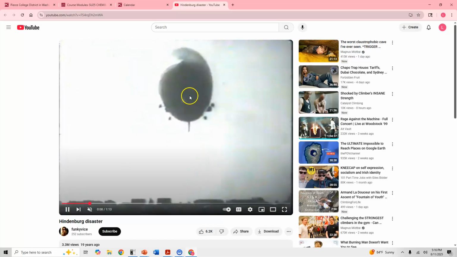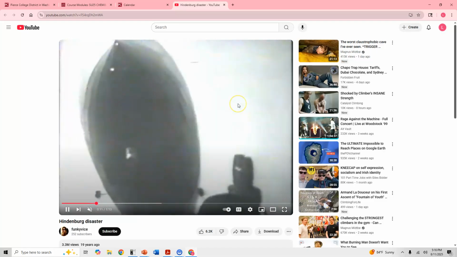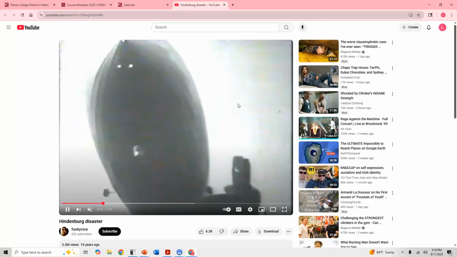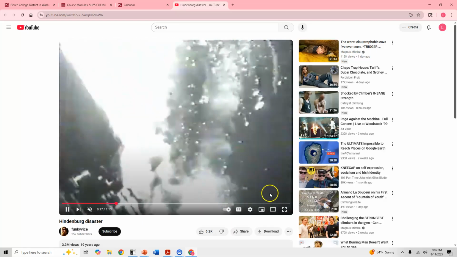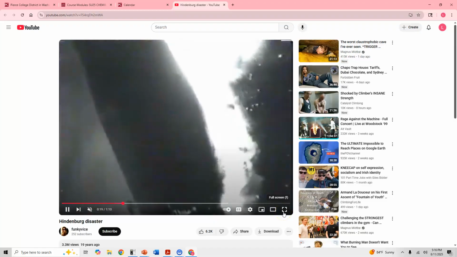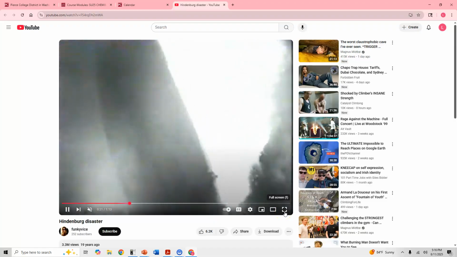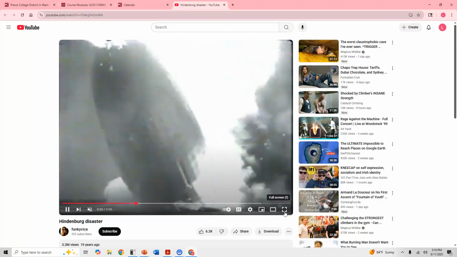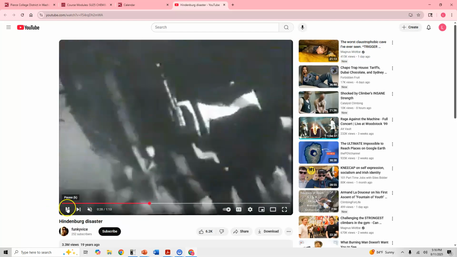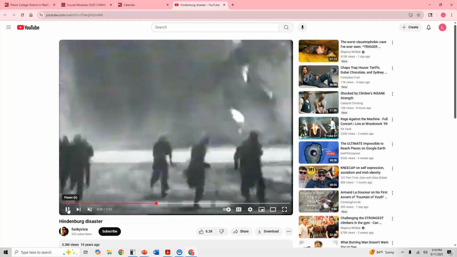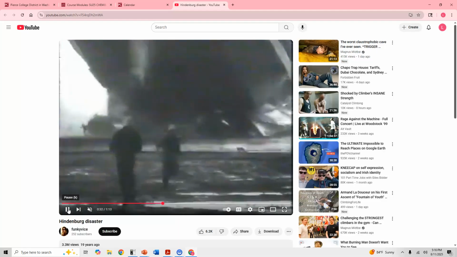So this is, of course, the famous docking of the Hindenburg that went wrong. And just as it touches the tower, the whole thing bursts into flames, and a whole bunch of people died. And there we go. You can see just how quick it burnt.